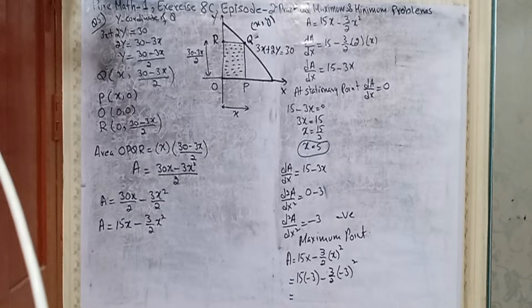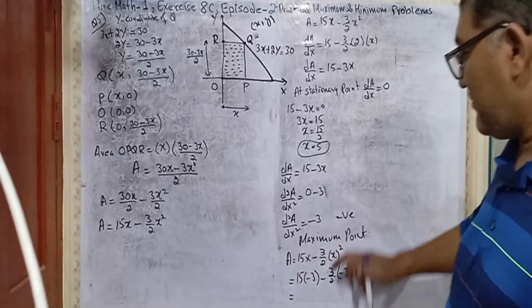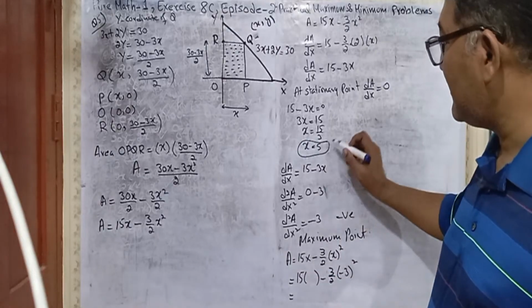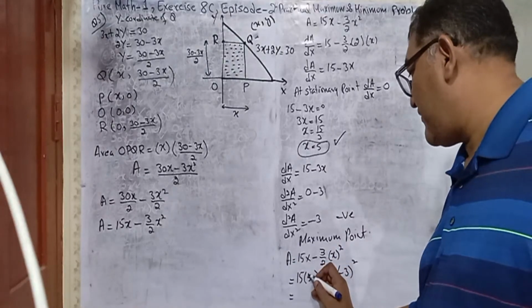What's the formula for the area? 15x minus 3 by 2 x squared. I put the values. Let me do the calculation again. Why is it negative? Oh, sorry, the x value is 5. I put 3 here, but the value of x is 5. So I have to put 5 here. Sorry.